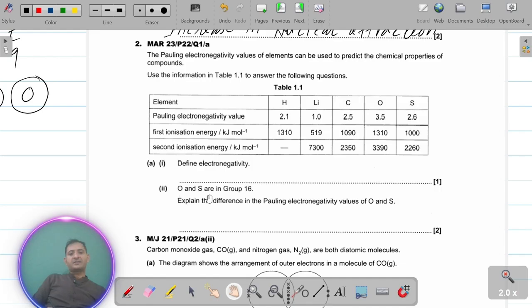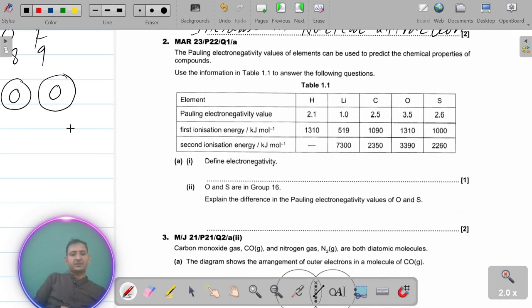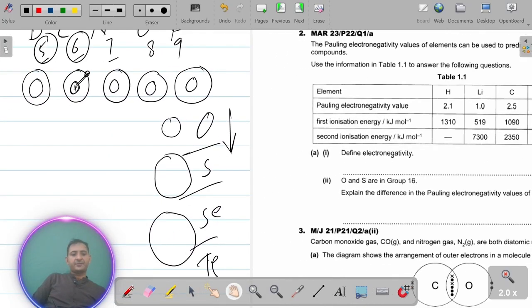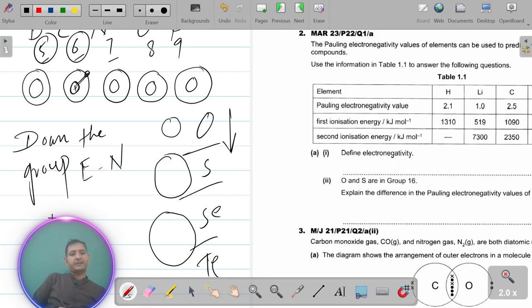Oxygen and sulfur are in group 16. Group 16 is oxygen, then sulfur, selenium, tellurium, polonium, and so on. We know down the group size increases. Oxygen, then sulfur is bigger, selenium is bigger still. So down the group size is increasing, and down the group electronegativity decreases.